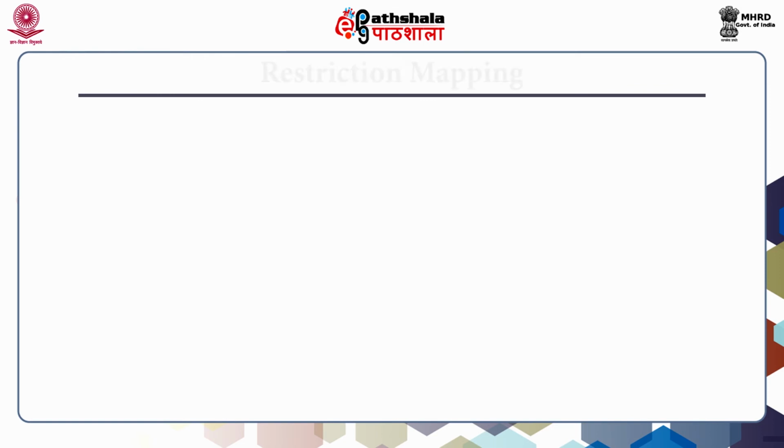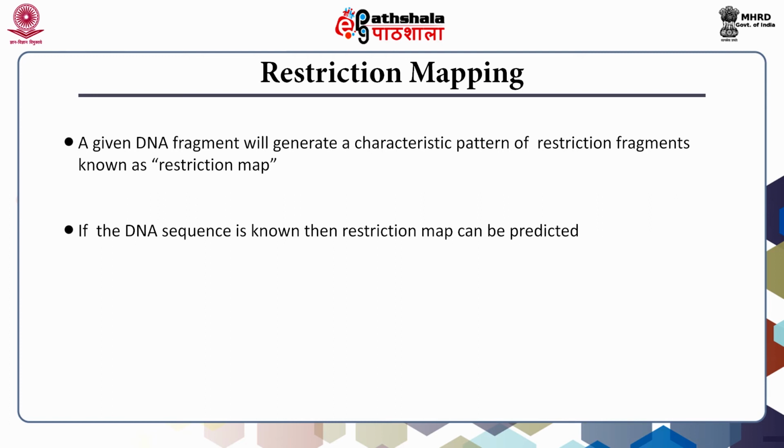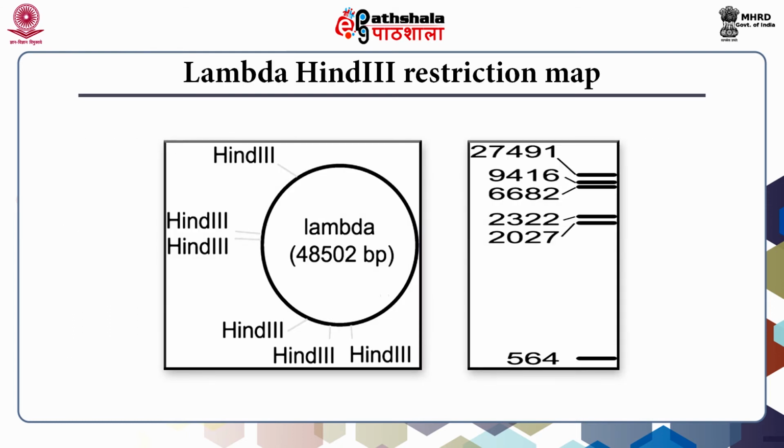Here we look at what is restriction mapping. A given DNA fragment will generate a characteristic pattern of restriction fragments known as a restriction map. If the DNA sequence is known, then the restriction map may be predicted. There are many commercial programs available to predict restriction fragments. These include WebCutter, NEBcutter, Restriction Mapper, etc. This slide shows the lambda HindIII restriction map.